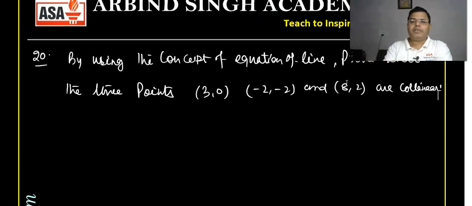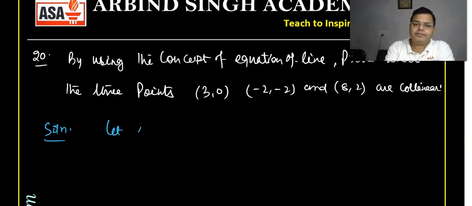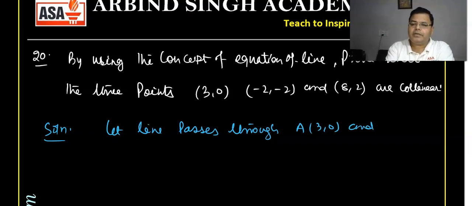It can be proved by using equations of line. We know we can prove collinearity in different ways: if the area of the triangle is 0, then they will be collinear; if their slopes are equal, then also they will be collinear. But we can do it here using the equation of line. So the solution will be: let a line pass through A (3, 0) and B (-2, -2). Any two points can be joined to make a line, so a line can pass through two points by joining them. So, the equation of the line joining these two points.